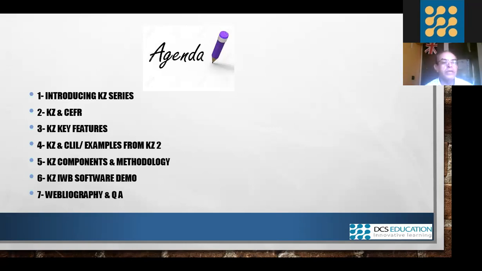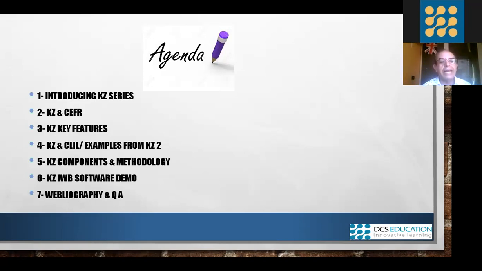Then we move on to Kidzone and CEFR, an acronym that stands for Common European Framework of Reference for Languages. We'll talk about what it means and where Kidzone stands in that framework. Then item number 3 will be Kidzone key features. What are the main qualities of this kind of syllabus? Why are we defending it, endorsing it, and trying to persuade people to adopt it and use it in their classes?